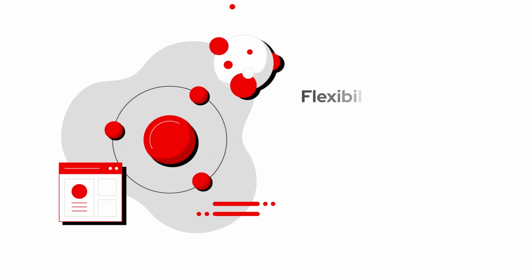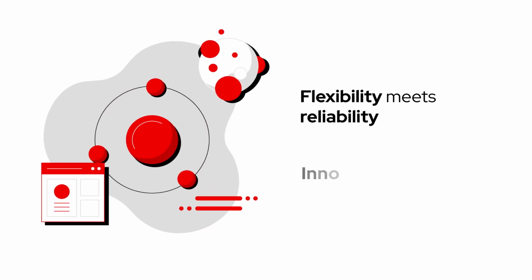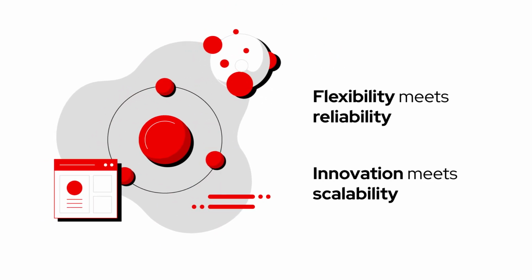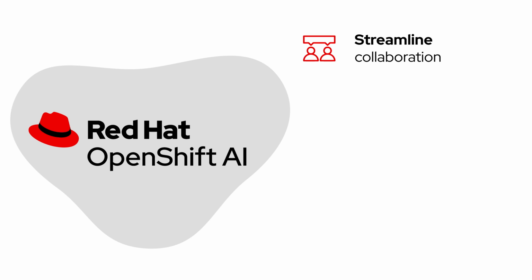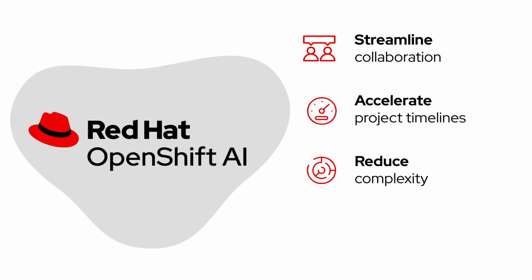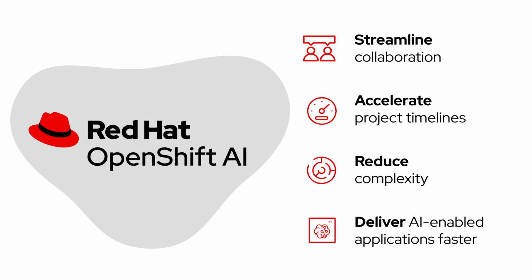Looking for the place where flexibility meets reliability and innovation meets scalability? Red Hat can meet you there with OpenShift AI, your unified platform for streamlining collaboration, accelerating project timelines, and reducing complexity to deliver AI-enabled applications faster.